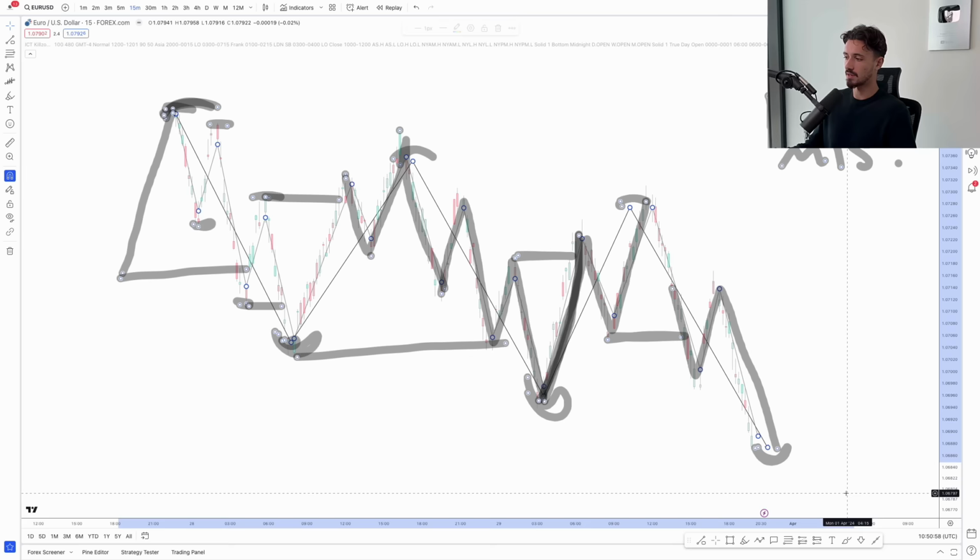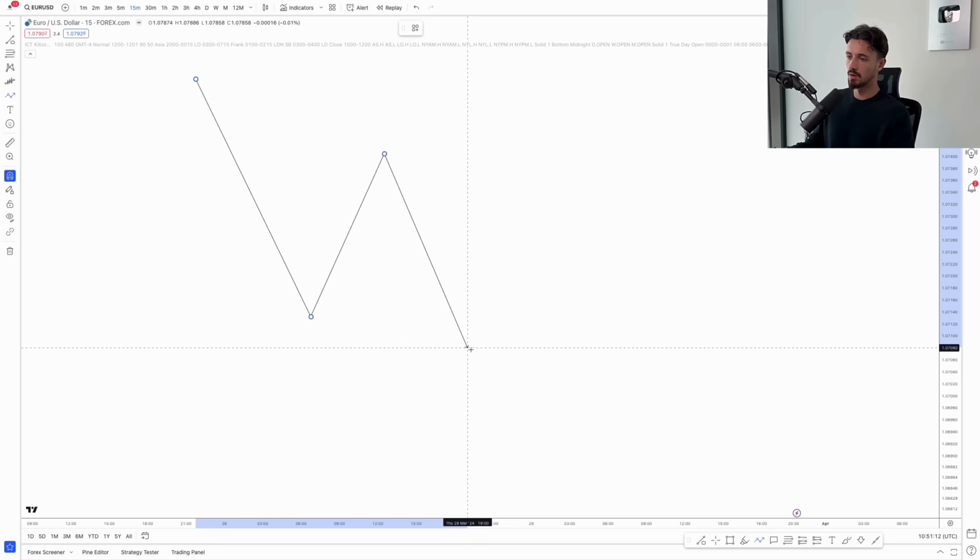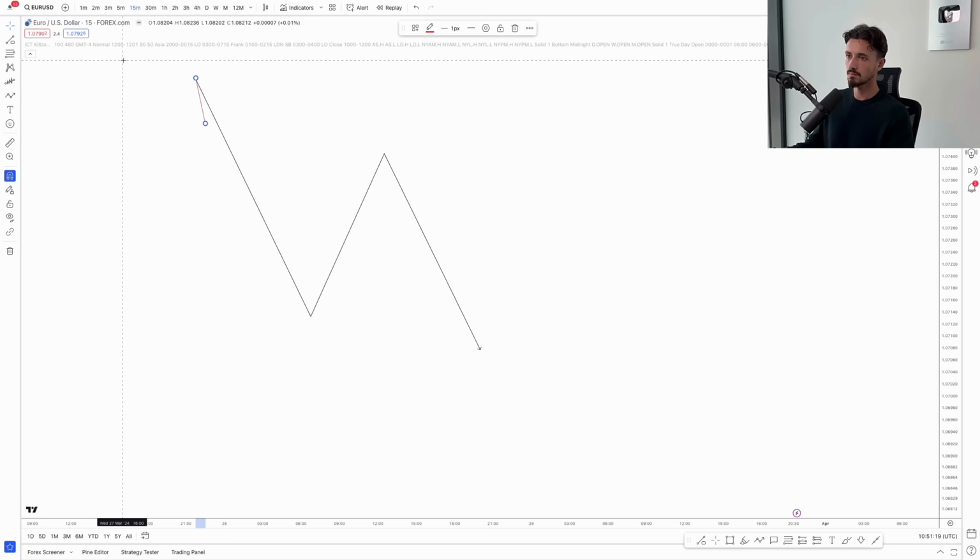Again, we'll go through, and this time we'll go through with just the path tool. So again, we're going to look at this, and this is going to be our 4-hour, right? And then this, which I'm going to map out in red, is going to be our 15-minute. The 15-minute is going to look like this, right? It's going to be extremely bearish with the 4-hour, obviously.